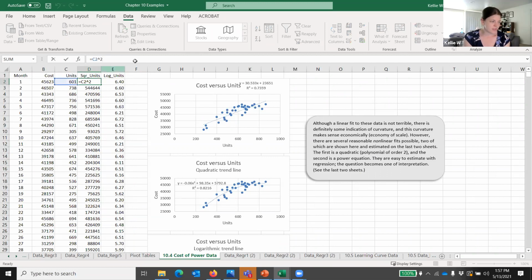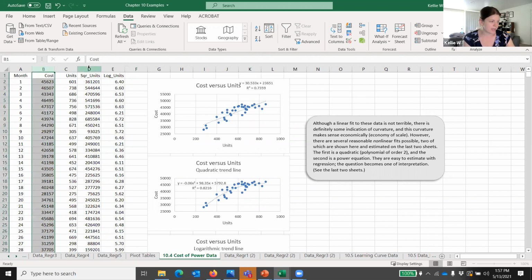And the formulas for those, so that's the formula to square the units. And then the natural log, the function for that is this ln function here. And then you would just plug it in and drag it down and you get all your data transformed. So now your y values are still cost, and then you're running your regression against the squared or the logged units.